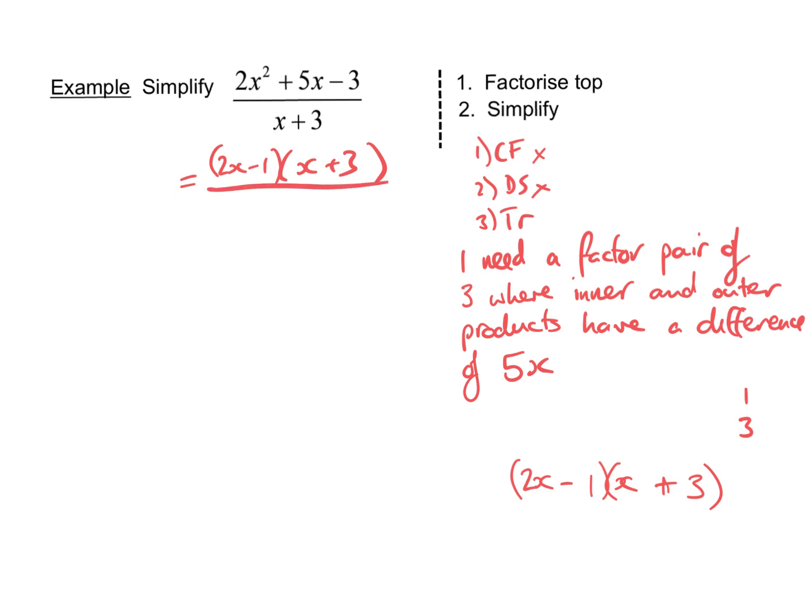At the bottom, we're going to run through the checklist. We'll just do it mentally this time. Is there a common factor? No. Is it a difference of squares? No. Is it a trinomial? No. This basically can't be factorised any further, so it's just going to remain as x plus 3.